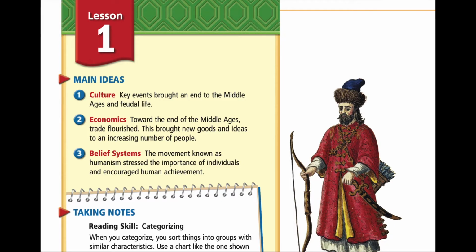Chapter 13, Lesson 1. Main Ideas. Culture. Key events brought an end to the Middle Ages and feudal life. Economics. Toward the end of the Middle Ages, trade flourished. This brought new goods and ideas to an increasing number of people. Belief systems. The movement known as Humanism stressed the importance of individuals and encouraged human achievement.